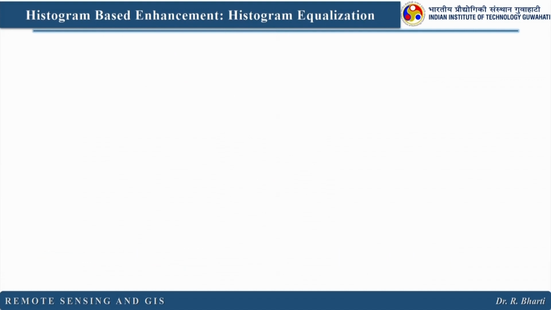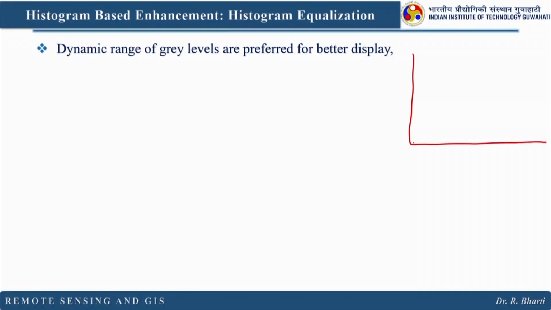Now, let us see the histogram based enhancement technique. Histogram equalization is one of the best, or I would say one of the very good methods in nonlinear stretching, and it is based on histogram equalization or histogram stretching depending upon the application, right. So, dynamic range of gray levels is preferred for better display. Here what it says is you have a histogram like this of your image, but it is not showing this particular information which is missing in the acquisition itself.